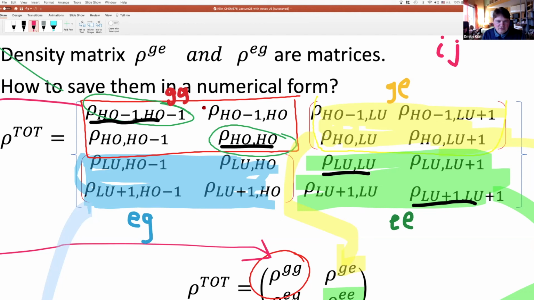And in this red block, we have i equals HOMO, j equals HOMO. i equals HOMO minus 1, j equals HOMO minus 1. You see? In the excited block, we have two indices. i equals LUMO, j equals LUMO. i equals LUMO plus 1, j equals LUMO plus 1. And we have these cross terms.